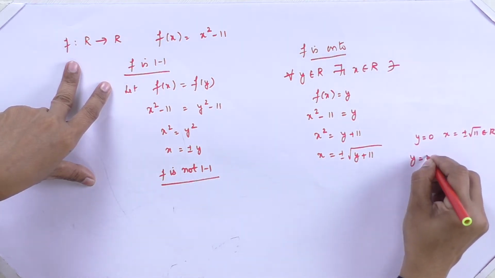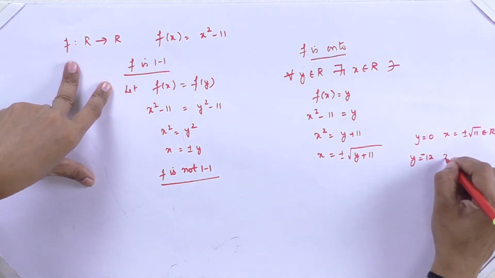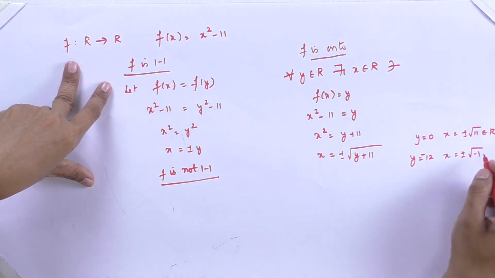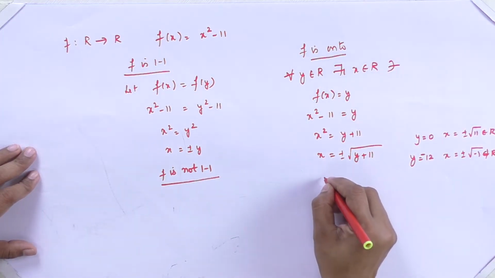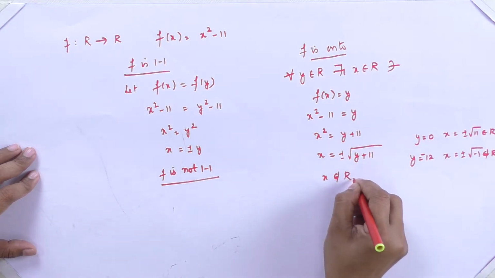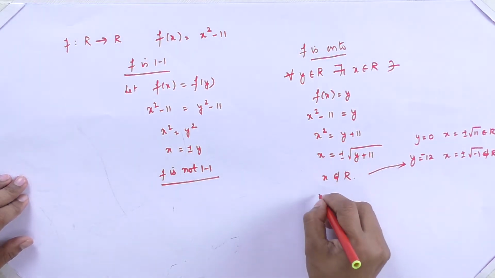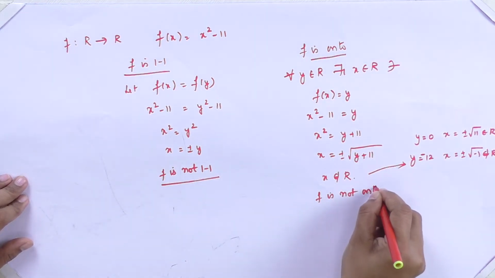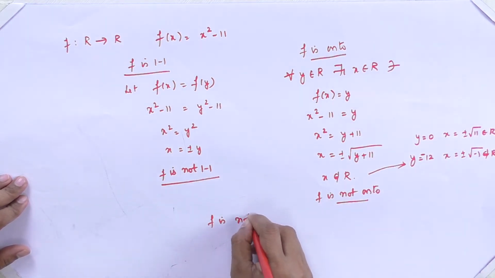Again, if y is equal to, say, minus 12, I can take. If I take negative 12, I will have x is equal to plus or minus root of minus 12 plus 11, I get minus 1, which does not belong to the real numbers. It is of course a complex number. So therefore in that case x will not belong to the real numbers, in case I take y to be negative 12. So therefore f is not onto. So since f is not onto and not 1 to 1, f is not bijective.